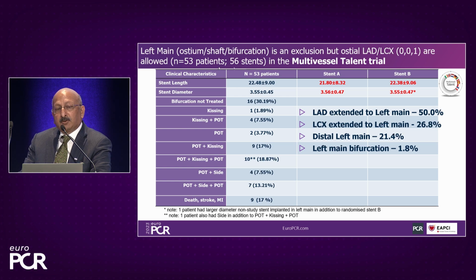Now here we have the information of about 53 patients from the multi-vessel TALENT trial, which is going on in Europe at this time, and 1,000 patients have already been enrolled. And these are 53 patients who were actually compared, and these are the two stents which are being compared, the Supraflex Cruz, and the Boston Scientific Megatron or the Synergy stent.